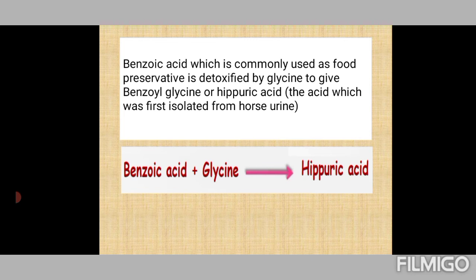Now, benzoic acid, which is actually used as a food preservative, should be detoxified in our body. And one of the pathways of detoxification of benzoic acid is using glycine. Glycine can be combined with, or conjugated with, benzoic acid so as to give what is called benzoyl glycine. This is also called hippuric acid, the common term, because it was first isolated from horse urine. So this is one of the important pathways of detoxification in our body of benzoic acid.